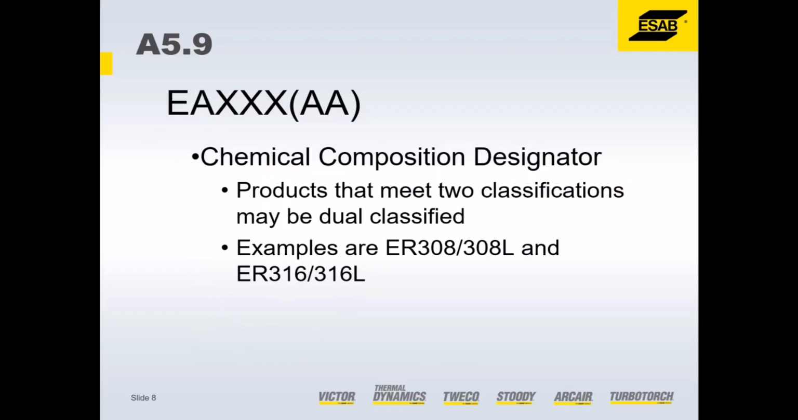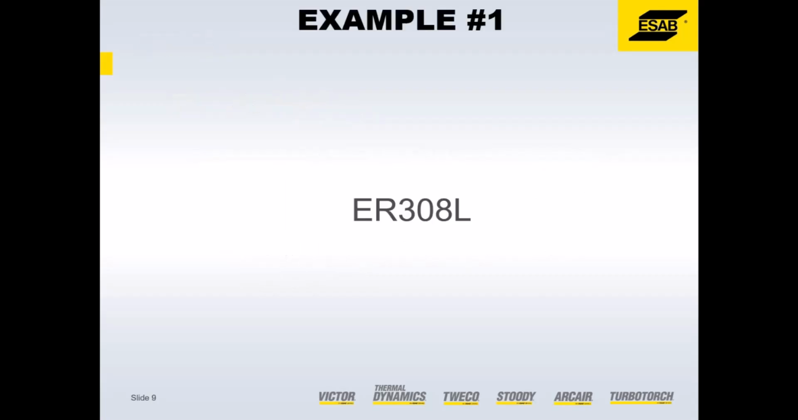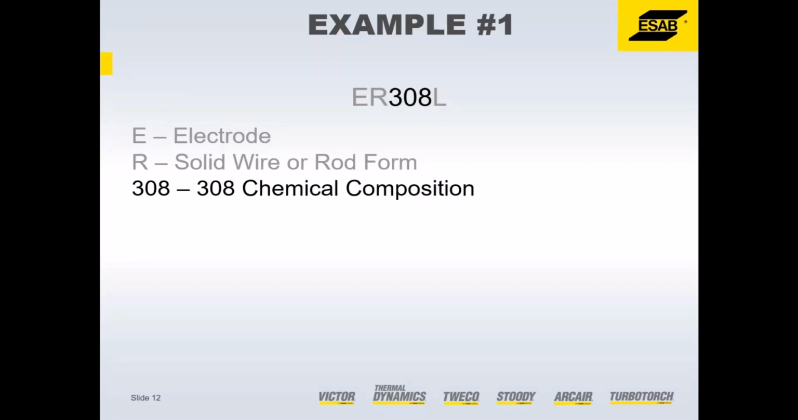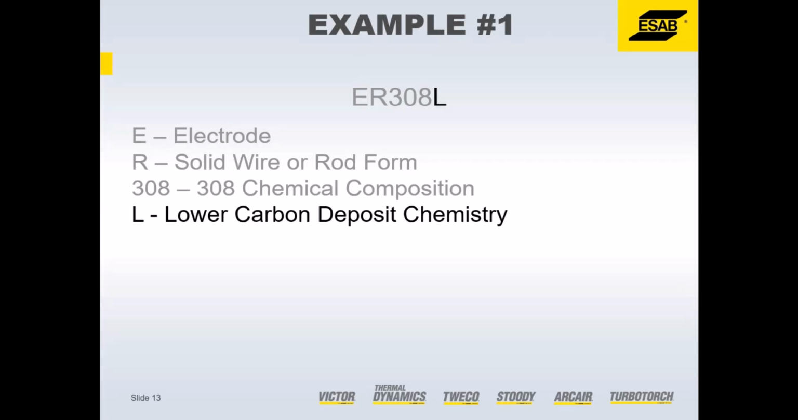So when it comes to the solid wire, these can often be dual classified. So a product could meet a 308 or a 308L. It can meet the standard grade, or it can meet the low carbon. We'll use that as an example here. So ER308L: E, it's an electrode. R, it's a rod. 308 chemical composition, so nominally a 19.9 or 18.8 chemical composition. L, so it's a low carbon deposit.